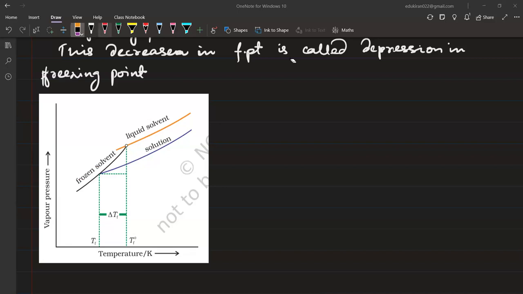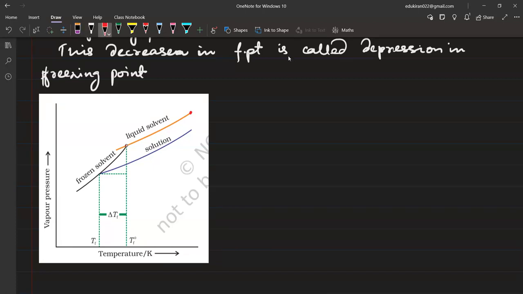Now please see here. We have the solvent, the vapor pressure is here and it decreases and it reaches the frozen solvent at this particular point. That is why it is known as T naught F. That means the freezing point of pure solvent.